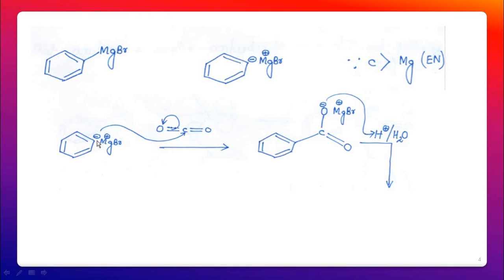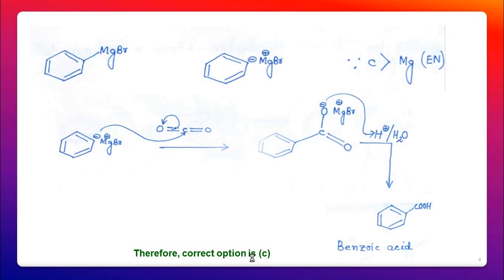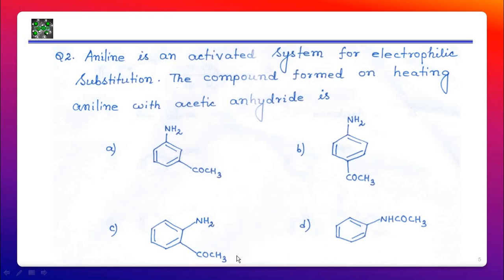When phenyl magnesium bromide is reacted with carbon dioxide, the carbanion of phenyl magnesium bromide attacks the electrophilic carbon of carbon dioxide, giving rise to this intermediate. This intermediate, upon acidic hydrolysis, produces benzoic acid. So the correct option is C. Moving on to the next question.